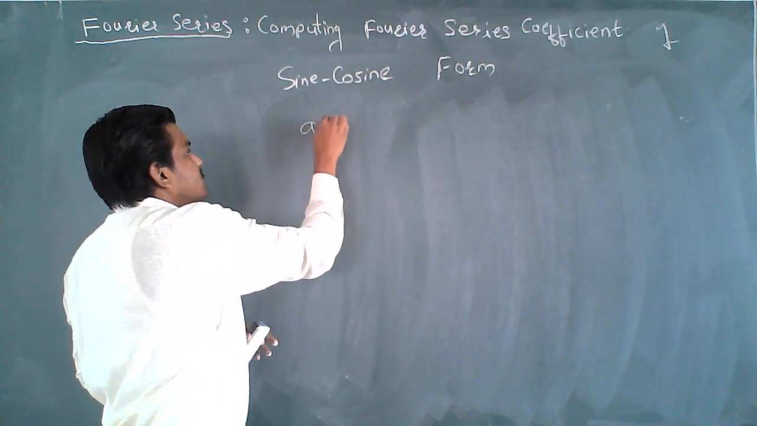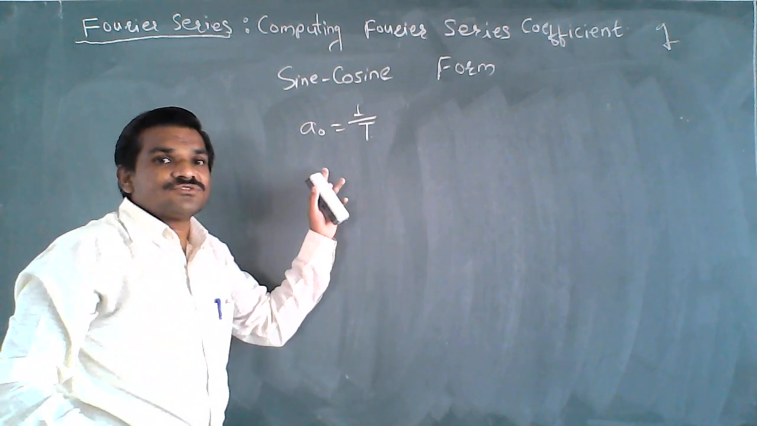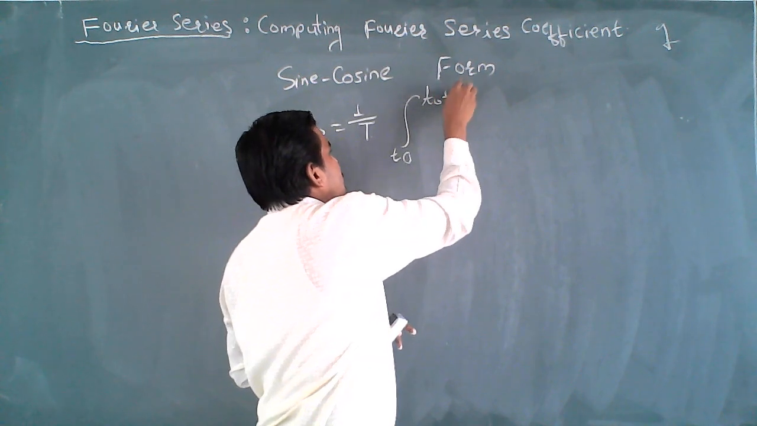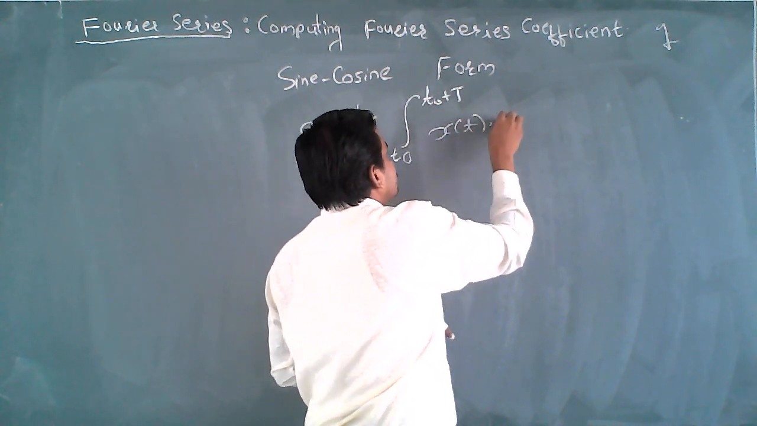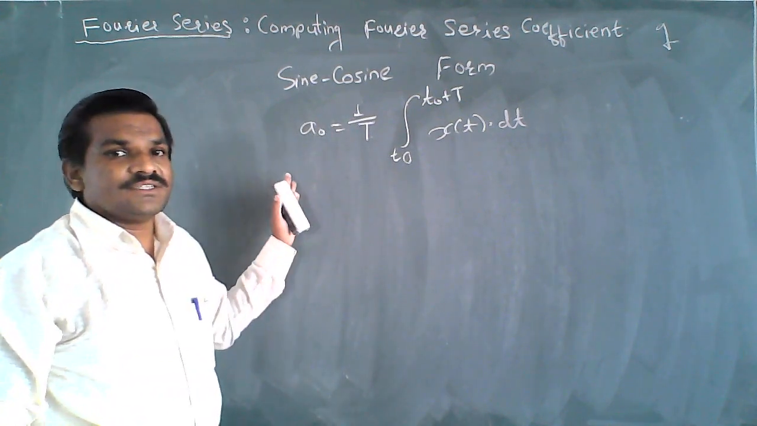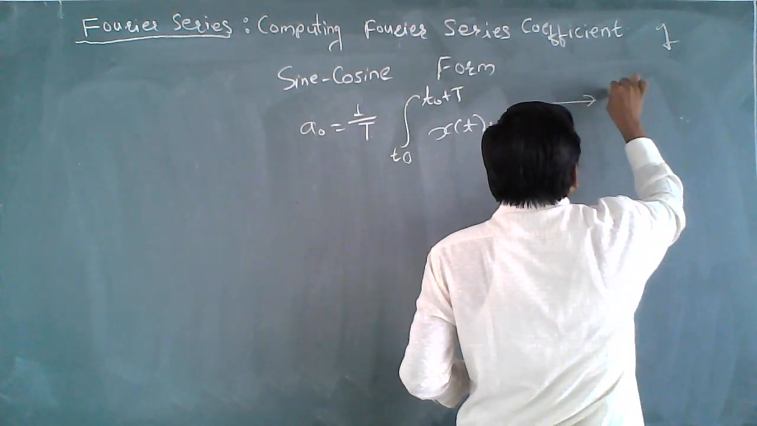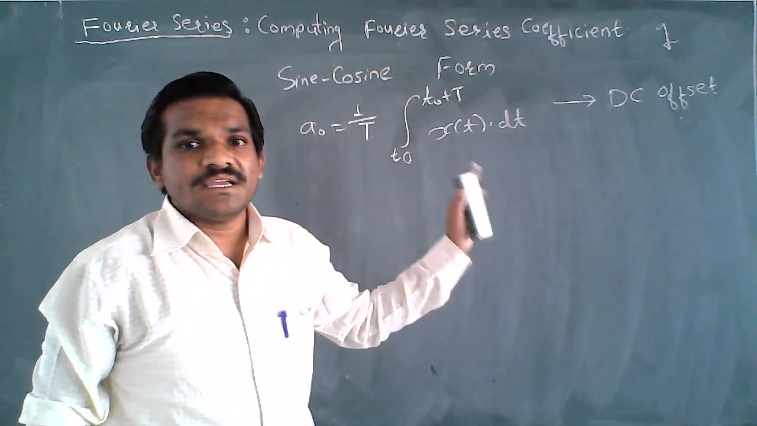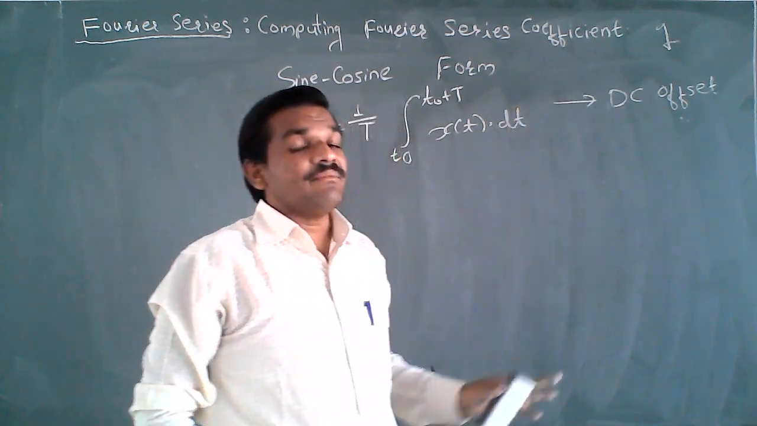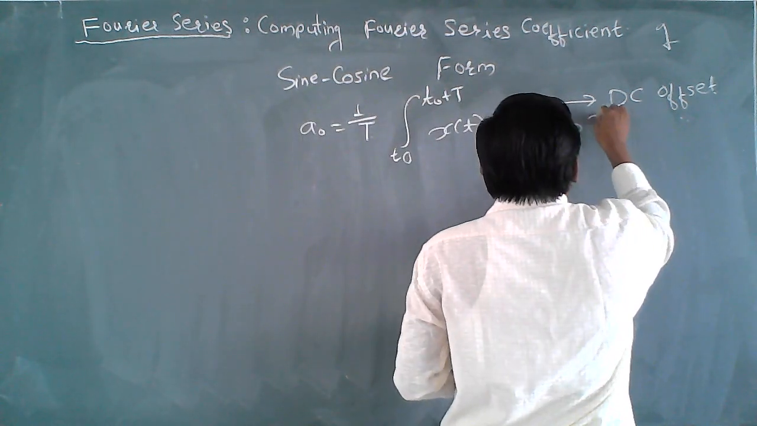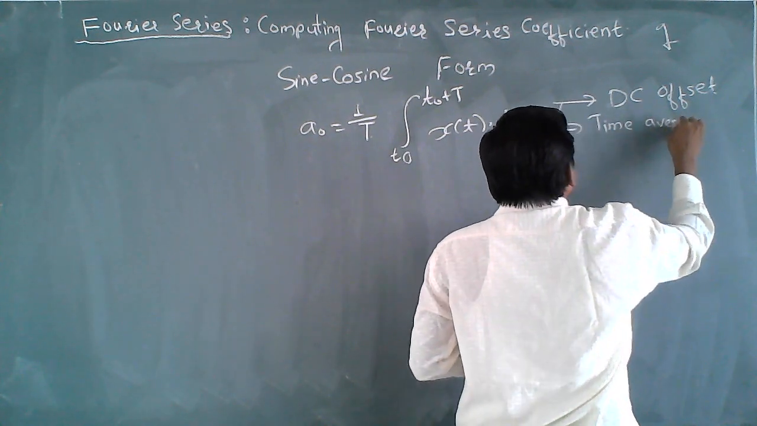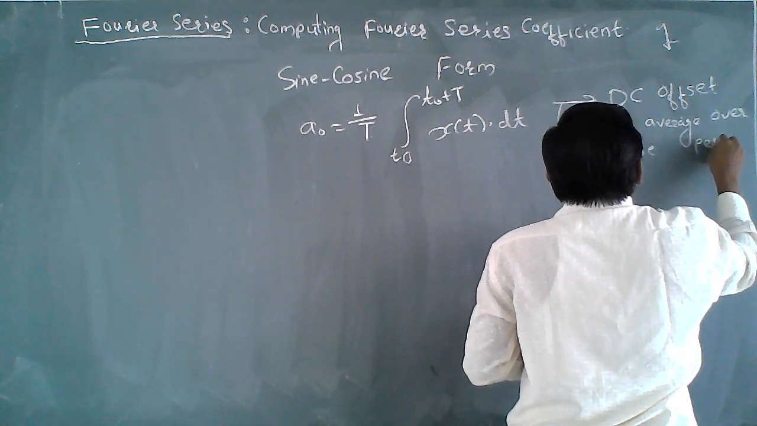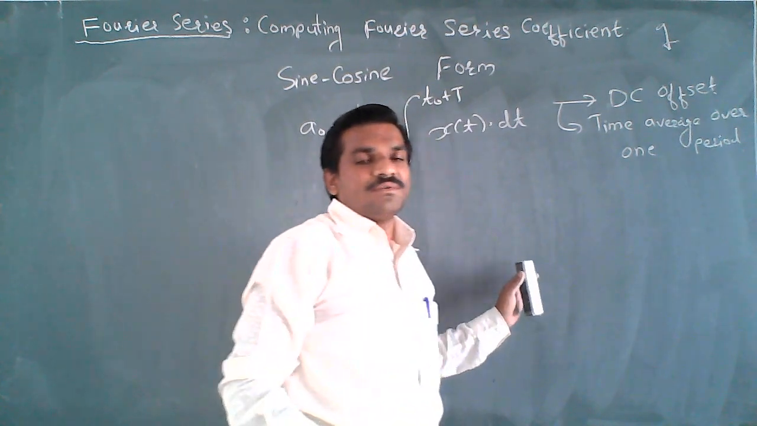So a0 is equal to 1 by T integration from t0 to t0 plus T of x of t into dt. This is nothing but your a0, and this is your DC offset value. This is also the DC offset, which is nothing but the time average over one period. Time average over one period.